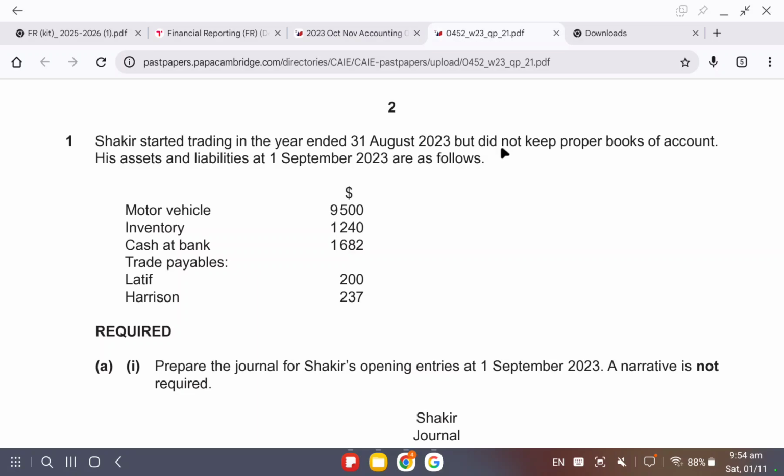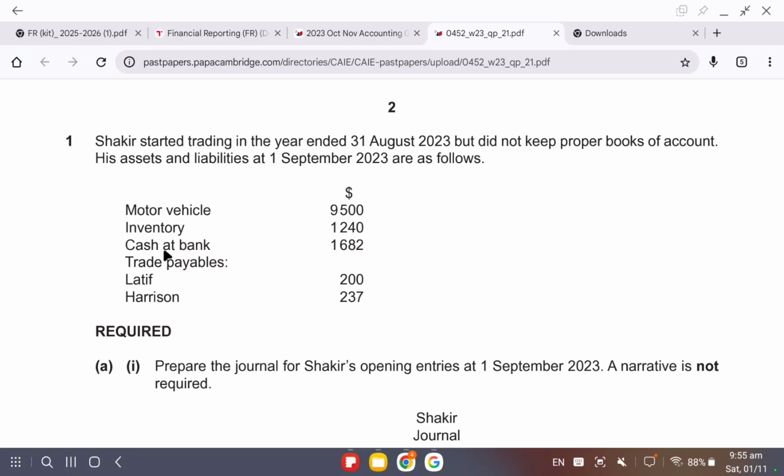but did not keep proper books of account. His assets and liabilities are given. All the assets and liabilities are given here. Okay, so for making the cash book we don't need these assets and liabilities. Okay, but we need the cash balance or bank balance, etc.